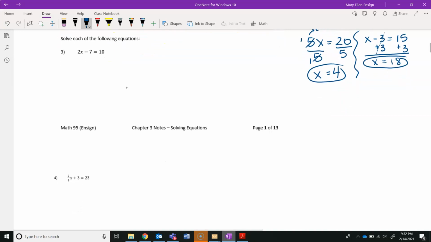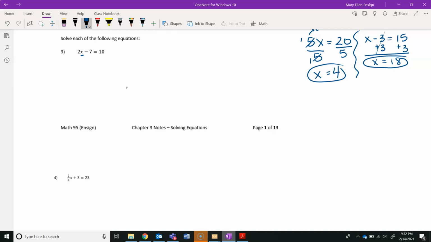Now, number 3 here is a two-step equation. You can kind of see that because there are two things. Here's my x, and it's being multiplied by 2, and 7 has been subtracted from it. So that's two different things that happened. So I'm going to have 2 steps to get that back to x by itself. The first thing I'm going to do, it's sort of like the opposite order of operations, because I'm undoing things.